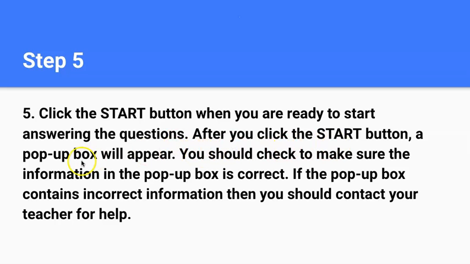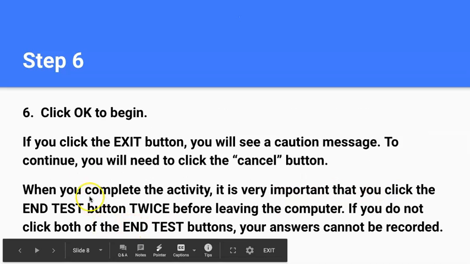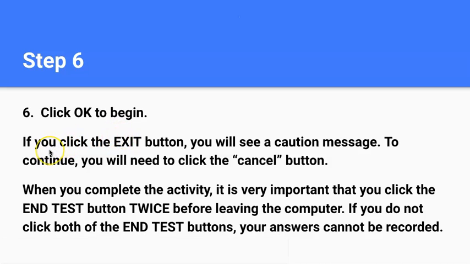After you click the Start button, a pop-up box will appear. You should check to make sure the information in the pop-up box is correct. So read the information, make sure it's correct. If the pop-up box contains incorrect information, then you should contact me for help. Click OK to begin. If you click the exit button, you will see a caution message. So if you accidentally click the exit button, to continue, you just need to click the cancel button. Basically saying, cancel, I didn't mean to exit yet.